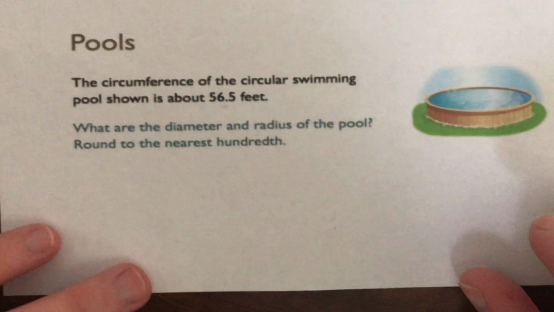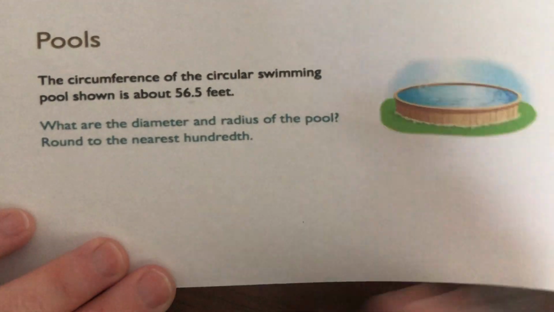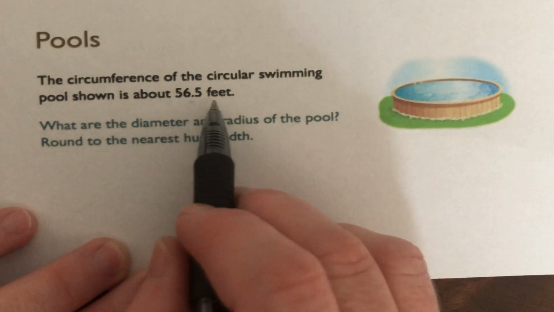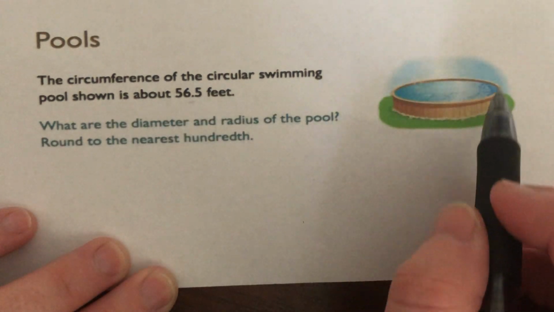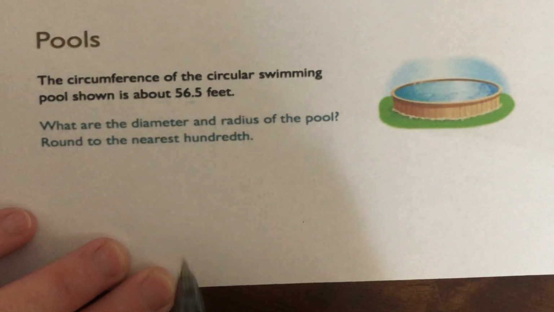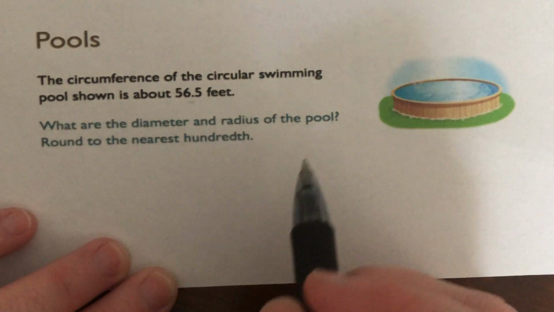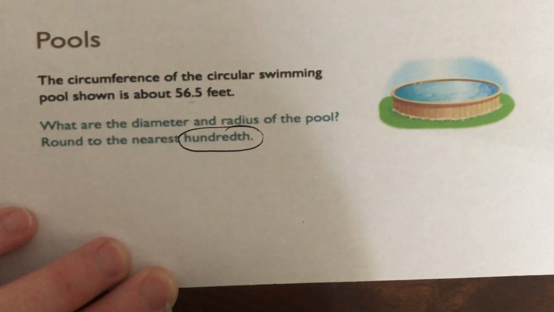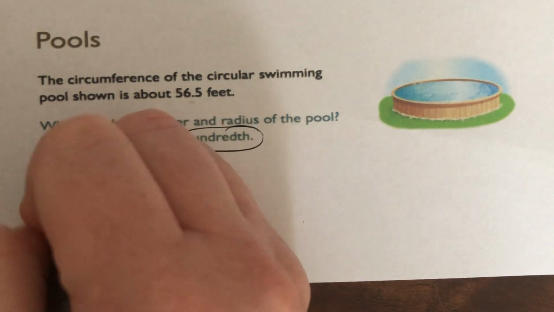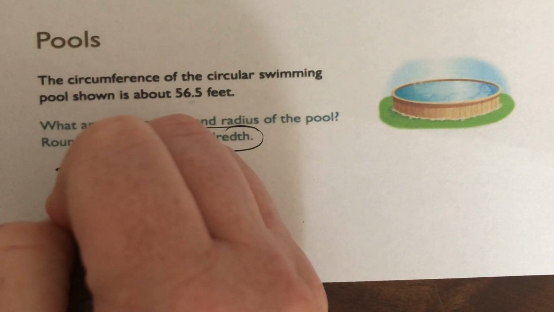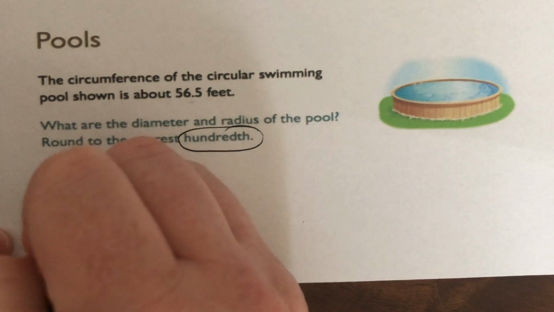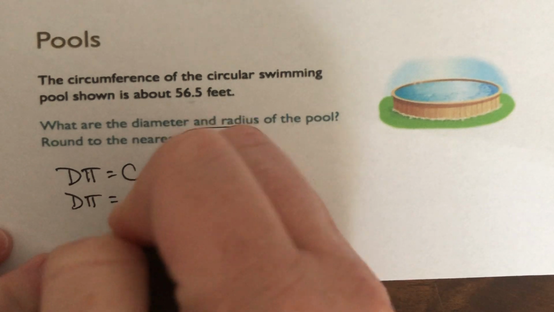All right, last problem. Pools. The circumference of the circular swimming pool shown is about 56.5 feet. The circumference, the distance around the outside. What are the diameter and radius of the pool? Round to the nearest hundredth. Okay, so I know diameter times pi equals the circumference. So diameter times pi equals 56.5.